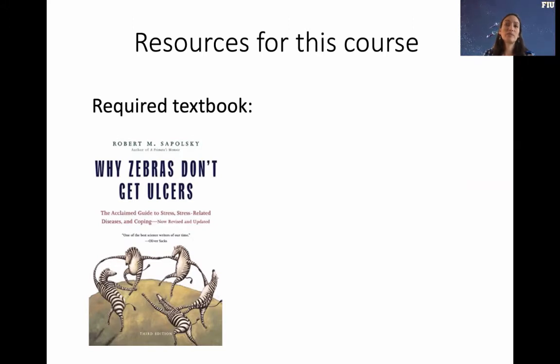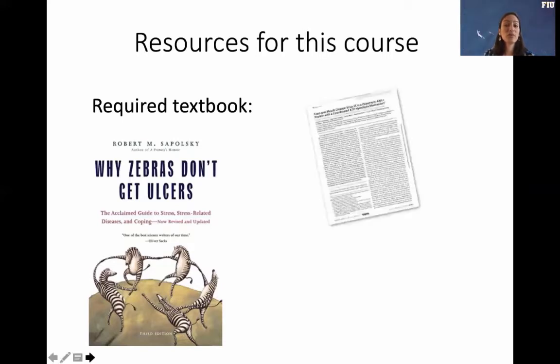In this book, Sapolsky is summarizing the information from a range of animal studies and some human studies and putting them together in a way to explain how stress affects human physiology. So this book is very important for this course and provides a lot of the background and especially the framework of how to think about stress physiology from an evolutionary perspective. So please order your copy right now so that you have it available for the semester.